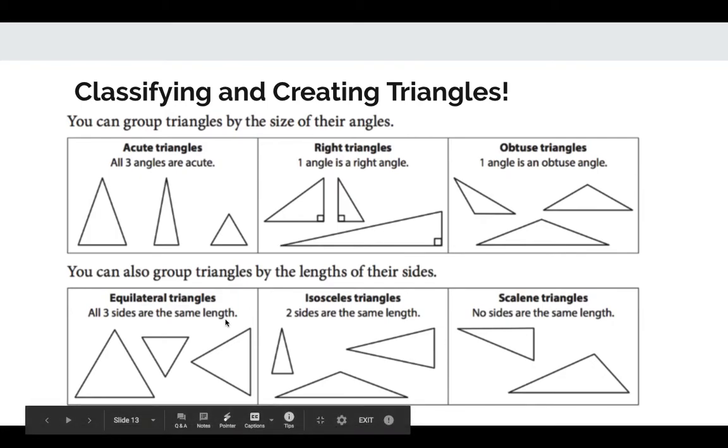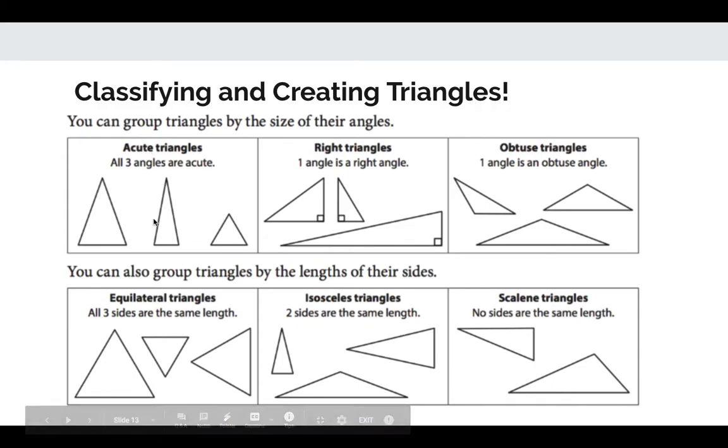So you can group triangles in two ways. The first way is through their angles, the measurement of their angles. So we have acute triangles, right triangles, and obtuse triangles. Acute triangles, all three angles are acute, which means all three angles are less than 90 degrees. With a right triangle, there is one angle that is a right angle. That is it. We only need one angle that is a right angle.